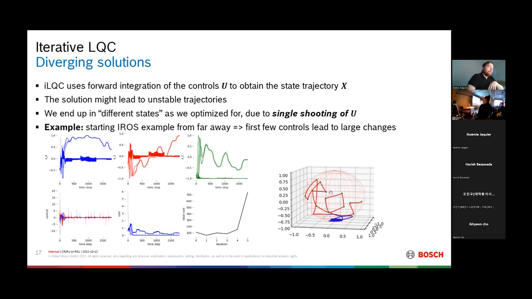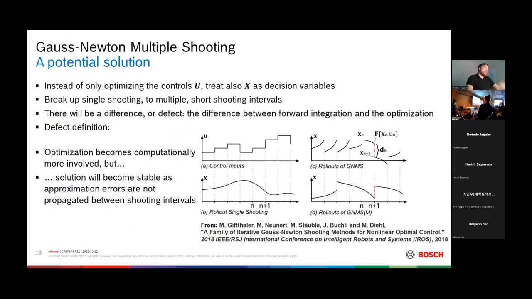For example, here I chose an example where I still want to track the IROS symbol, but I start from a very far away state. In this case the first few controls will be very large and I will have high accelerations and velocity, and I might end up in very different tangent spaces from where I planned to be, and then it will have this spiraling trajectory, which, of course, fails. You can see after a few iterations the algorithm doesn't converge anymore. So it seems like this is not so useful after all, but there is a remedy for this, and this is the Gauss-Newton multiple shooting algorithm.